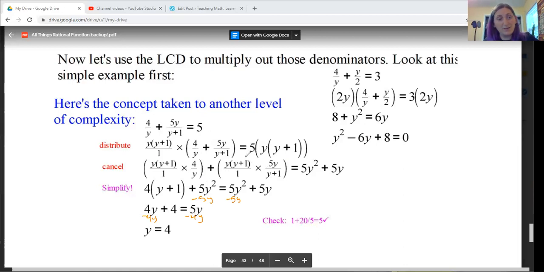But if you break it down, once again, all we did, we said, this is our denominator. I'm going to multiply this times the denominator, and I'm going to multiply this times the denominator, and I'm going to multiply this times the denominator. And we did. Okay. And then we simplified, and we're done. All right.